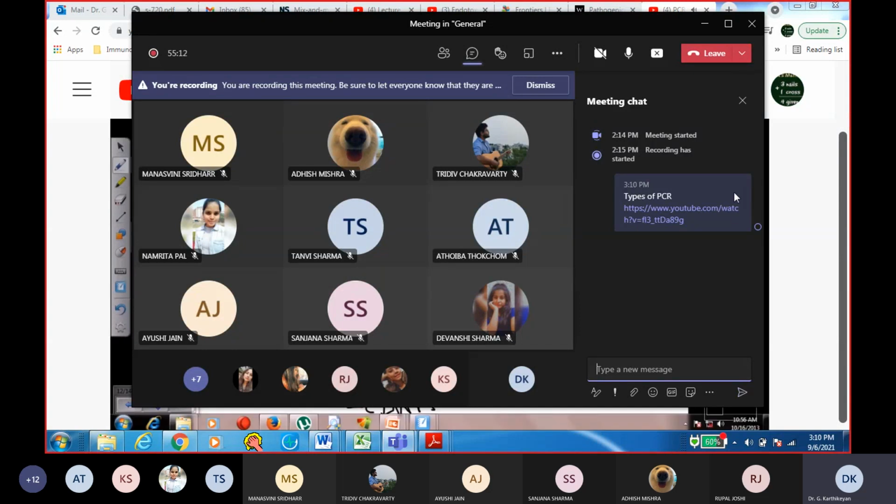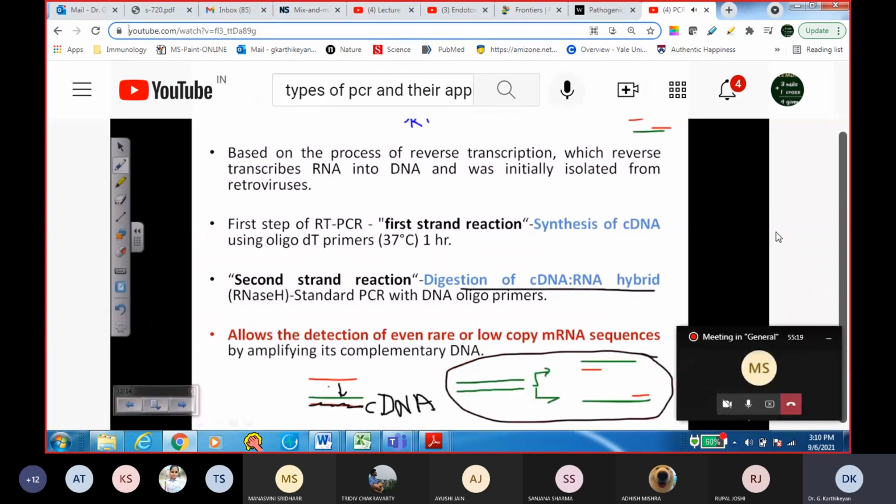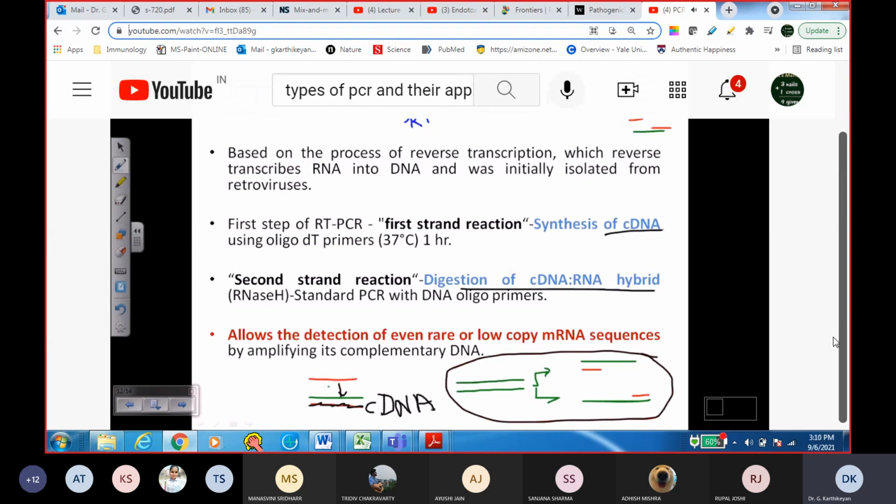Now if we look at this process carefully, this part of the process is a conventional PCR, but for reverse transcriptase PCR, two steps are more. The first strand reaction is the synthesis of complementary DNA from RNA using reverse transcriptase, and the second strand reaction is the digestion of the cDNA-RNA hybrid, and then producing a double-stranded DNA. After that, the rest of the process will be the same.